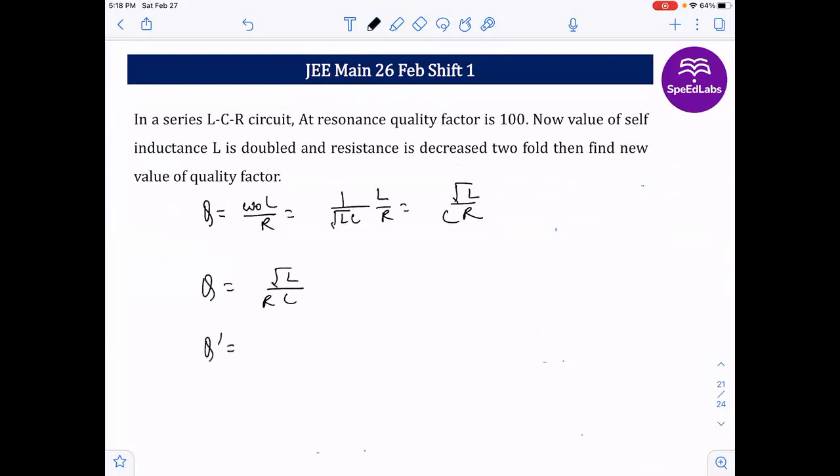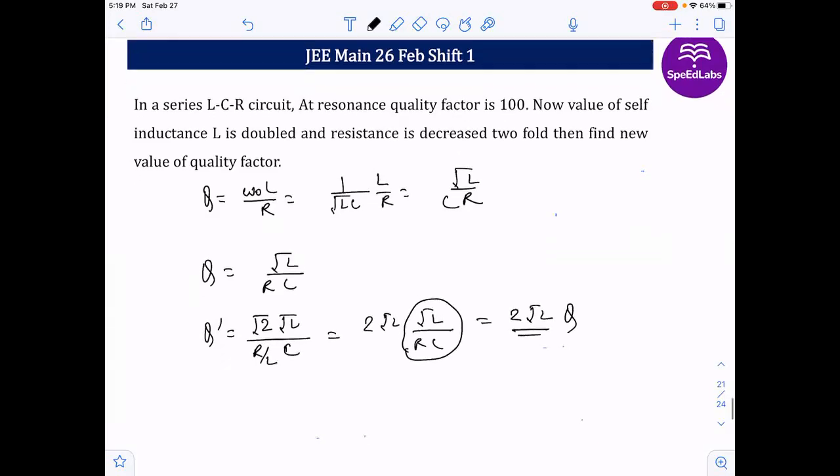The new value: L is doubled, that means here you will have root 2L. And R is decreased, that means R divided by 2. And C remains unchanged. So it becomes 2 root 2 under L divided by RC. This is the old value of the Q factor. That means the new Q factor is 2 root 2 times the original value.